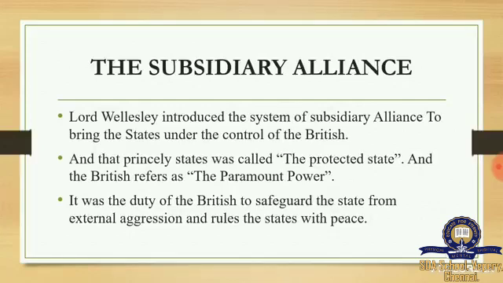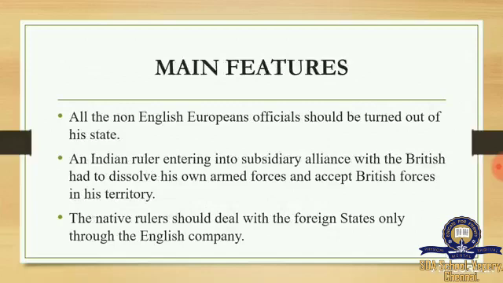Subsidiary alliance is a system that was introduced by Lord Wellesley. The system of subsidiary alliance was to bring all states under the control of the British. That princely state was called the protected state, and the British were referred to as the paramount power. It was the duty of the British to safeguard the state from external aggression and rule the states with peace. And next, the main features of subsidiary alliance.